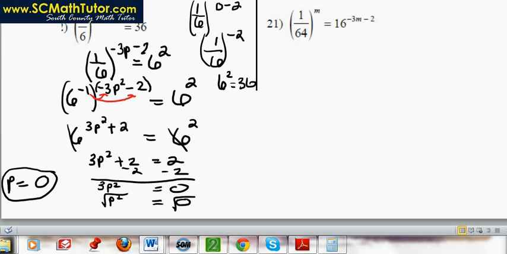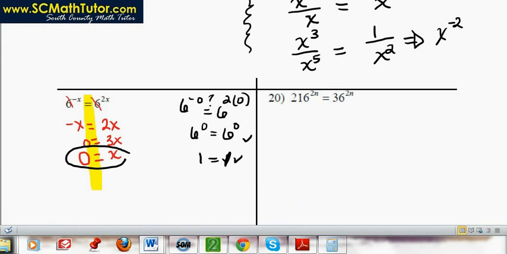Okay, so again, what you want to do is first get the same bases, do whatever you can to get the same bases, and then drop the bases and solve the equation, whatever kind of equation you have. So let's do 20. Okay, 20. I'm kind of tired of zeros. Let's skip 20, because I can already see that the answer is going to be 0.